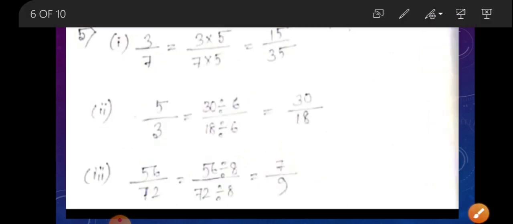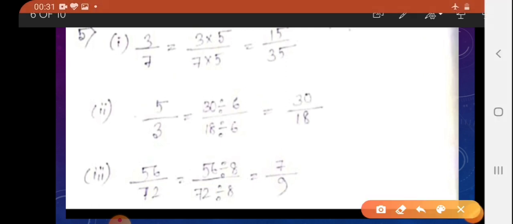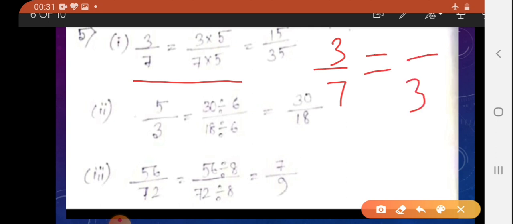Next question is, you have to fill in the missing numbers. Wherever a blank is there in the question, you have to fill that space. Now the first question is 3 upon 7 equals to dash upon 35.